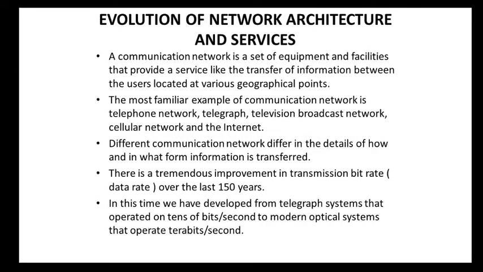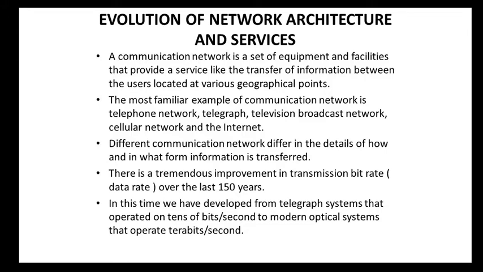So first, what are the evolution of the network architecture and the solution? So a communication network is a set of equipments and facilities that provides a service like the transfer of information between users located at various geographical points. The most familiar examples of communication network are the telephone network, that is telegraph, television broadcast network, cellular network, and the internet. These are the examples of the communication network.